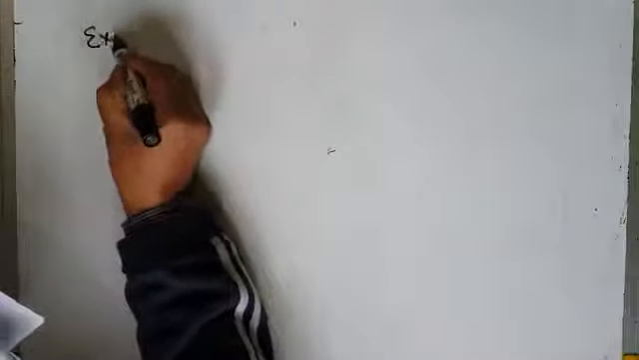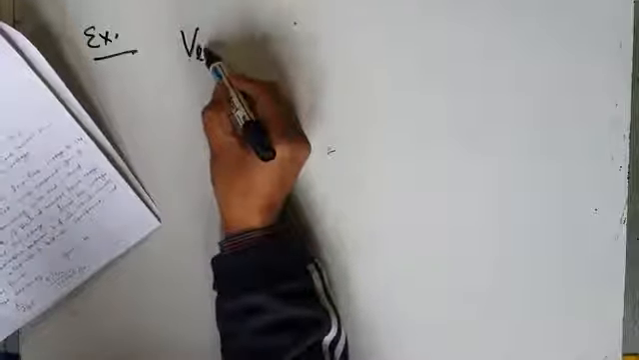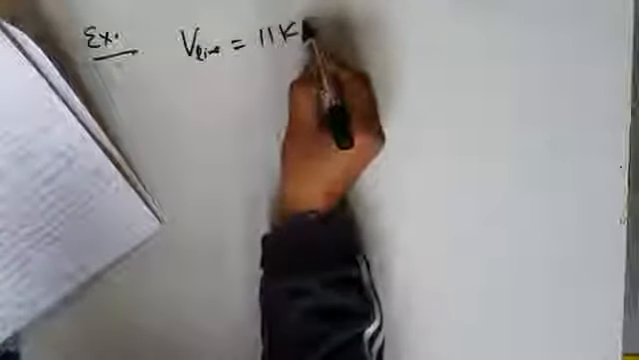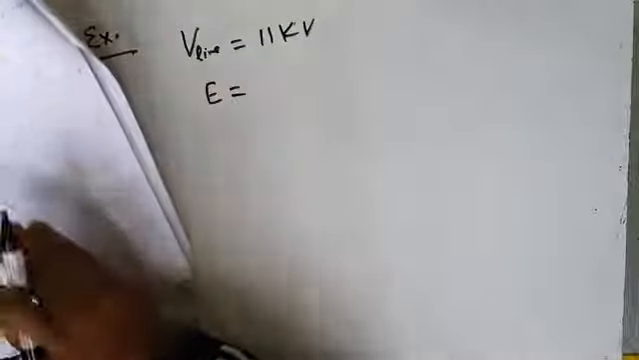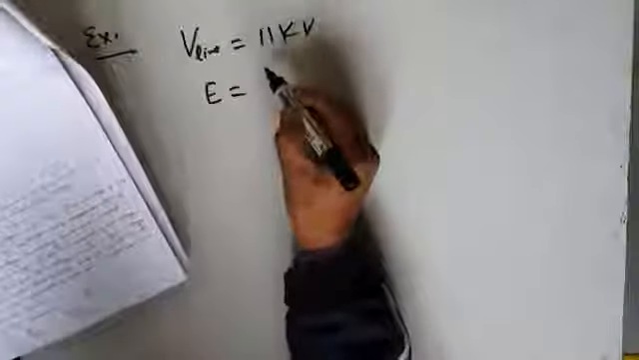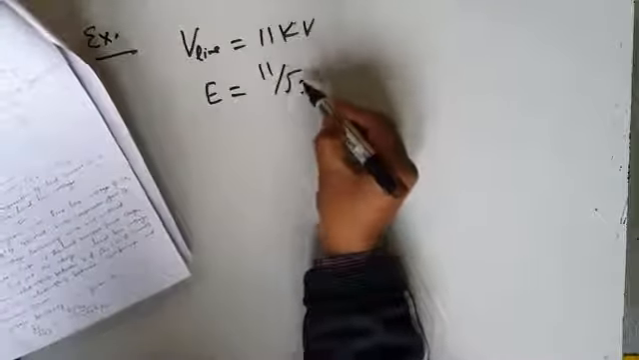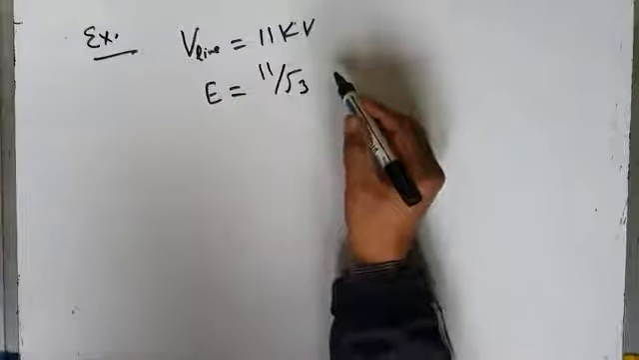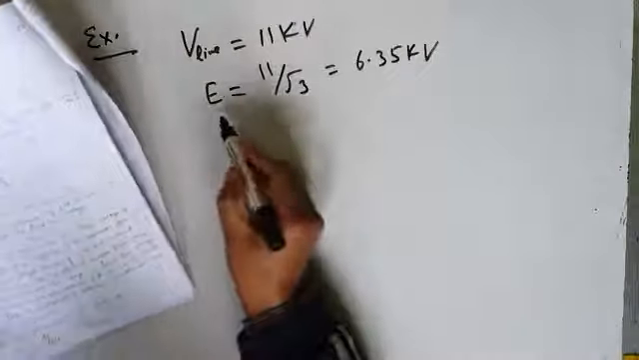It tells us we have a three-phase system. Let me write the data here. We have a three-phase system, line-to-line voltage V line is 11 kV. So what will be line to phase voltage? Because whatever equations you have derived, they are all based on phase quantities, not line quantities. So the phase source voltage will be line voltage by root 3. So 11 by root 3 means it is 6.35 kV. So this is the phase voltage.